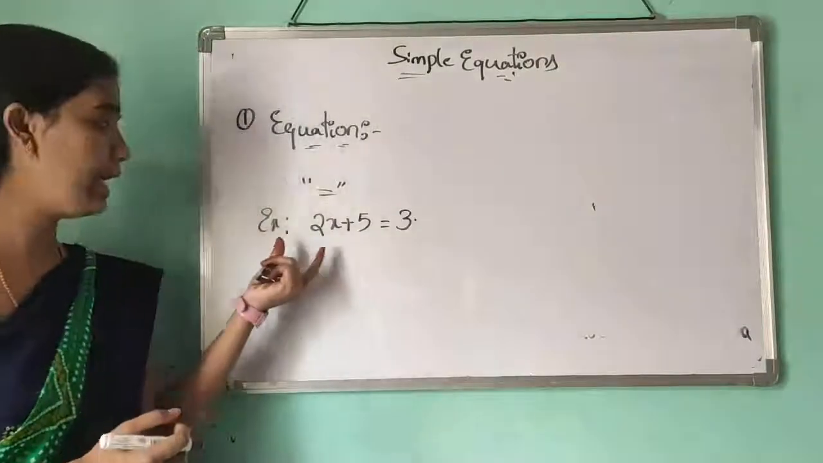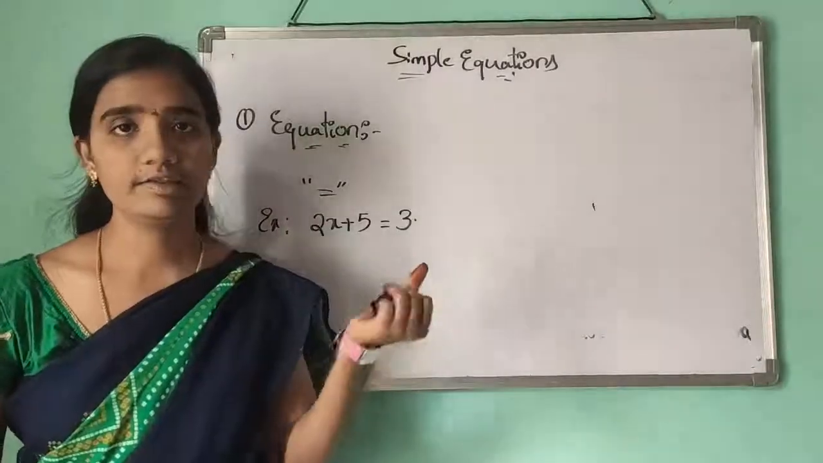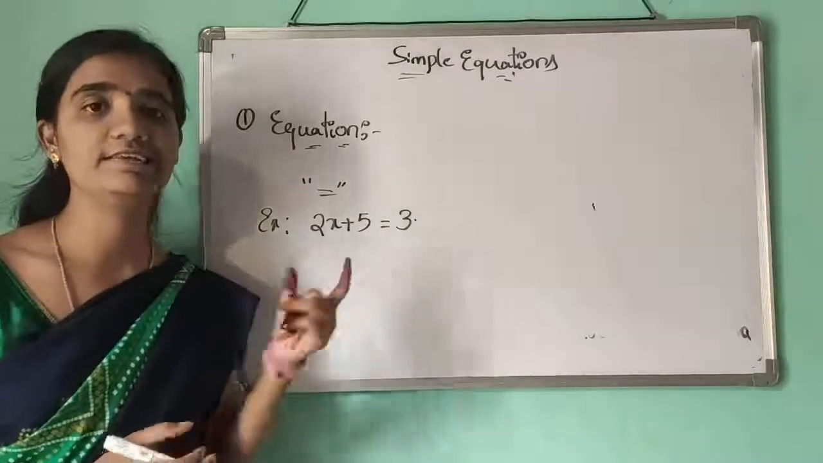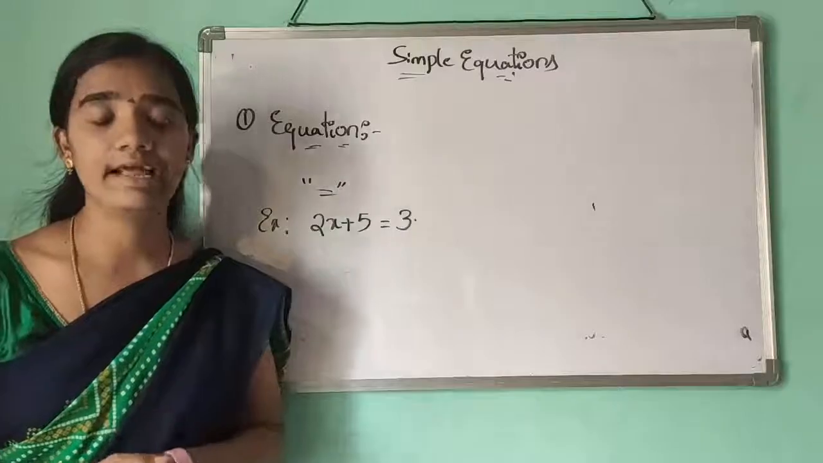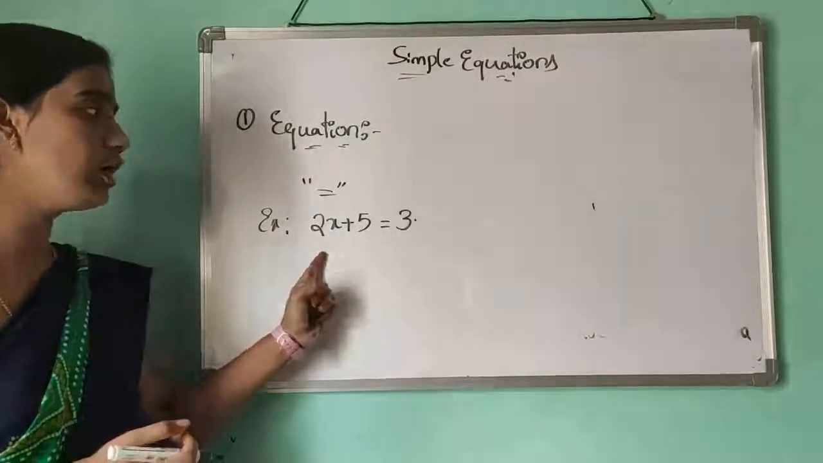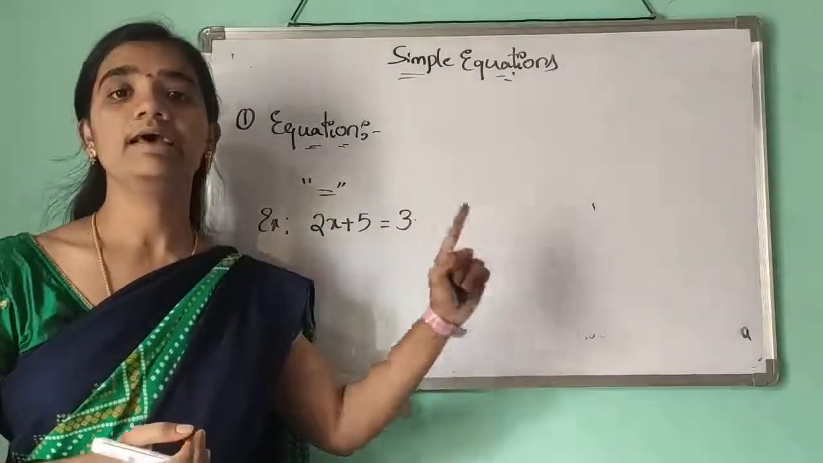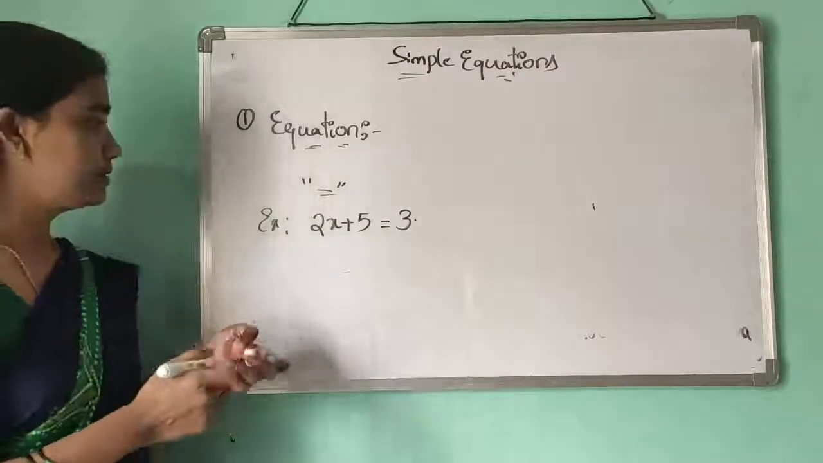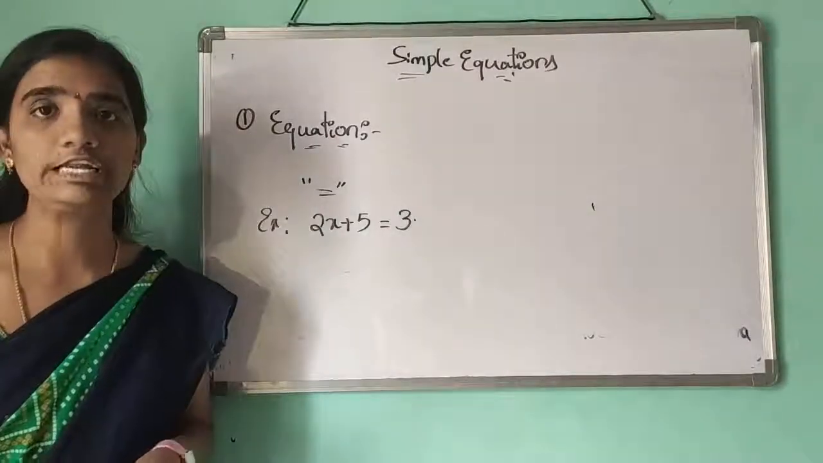LHS means the left hand side of the equal to sign. The left hand side of the equal to sign is called LHS. The right hand side of the equal to sign is called RHS. This is the equation definition.